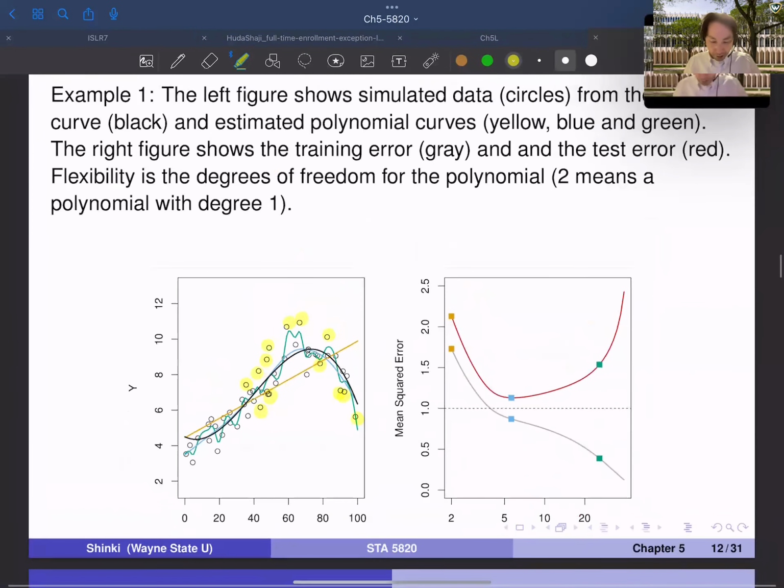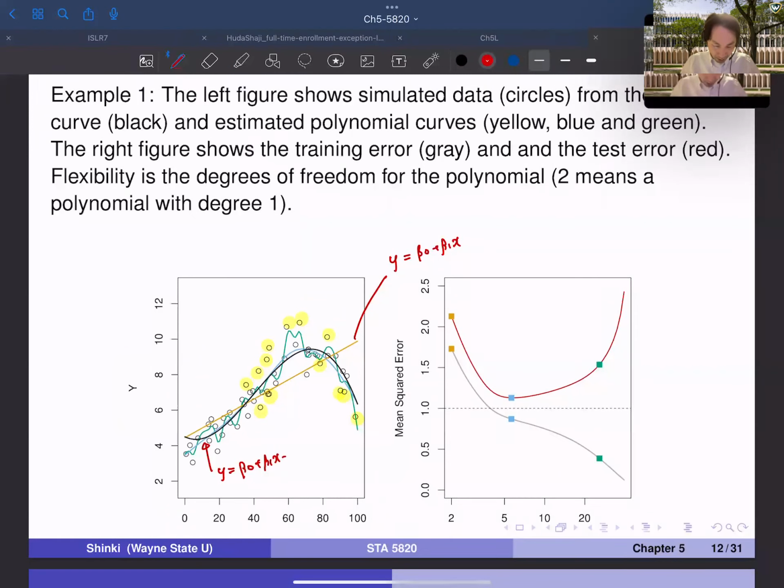So we do polynomial regression. The yellow one is the simplest polynomial regression, so we fit basically y is equal to beta naught plus beta 1 x. But the others are more complicated. The blue one is the 5th degree polynomial, so y is equal to beta naught plus beta 1 x plus up to beta 5 x^5. And the green one is even larger. I think this is up to 20: y is equal to beta naught plus up to beta 20 x^20.